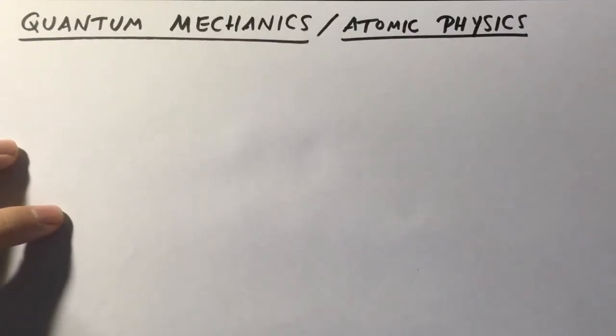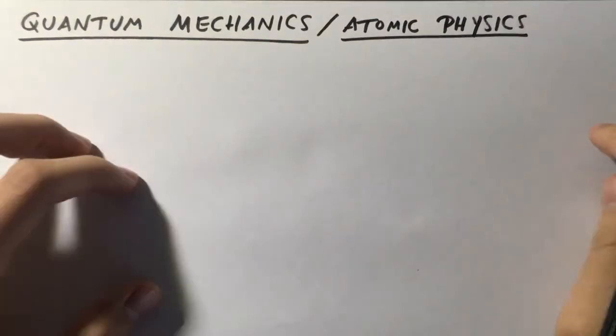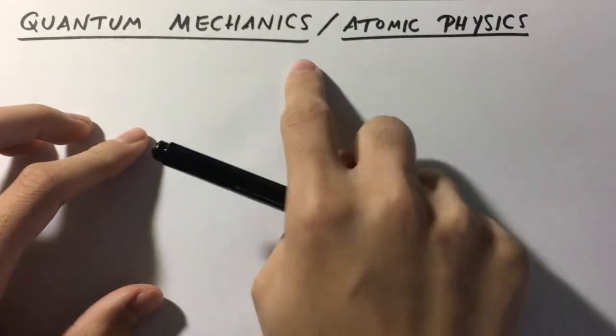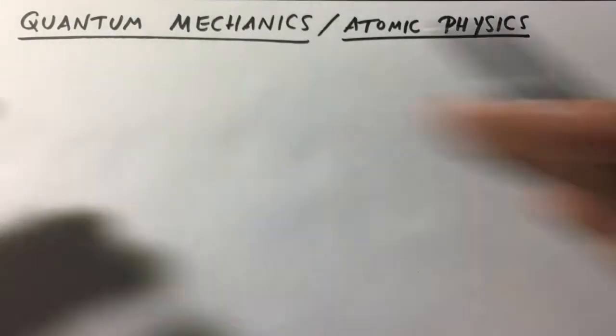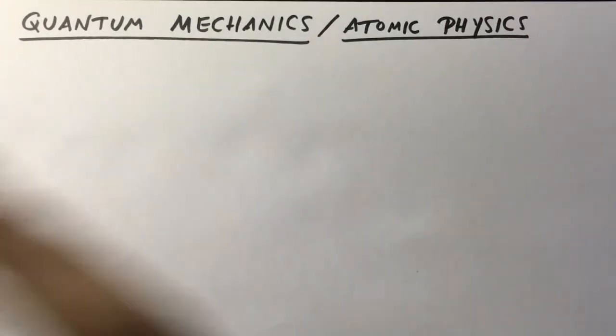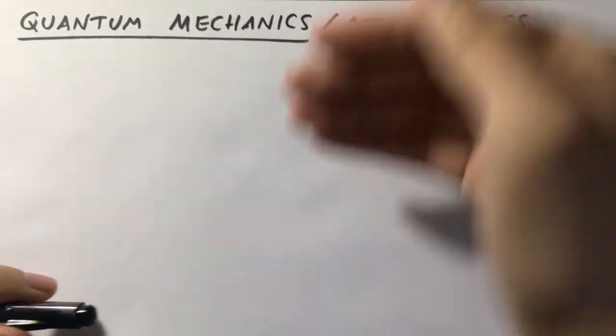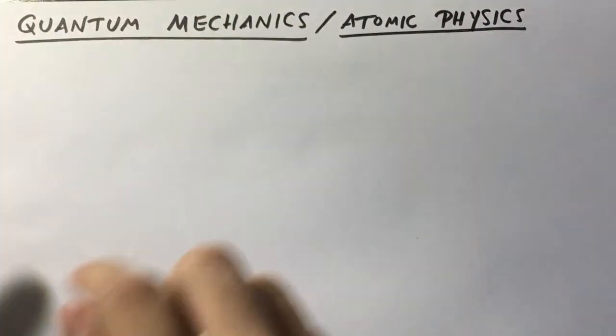Now, at the beginning, I did say 3 classes, and that's not a mistake. There's 2 quantum mechanics classes that I studied, and there's 1 atomic physics class that I studied, and I'm sort of clumping them all together and just talking about them as one big field of physics, because they sort of are. So I'm going to ignore atomic physics for a little while, and I'm going to focus on quantum mechanics first.